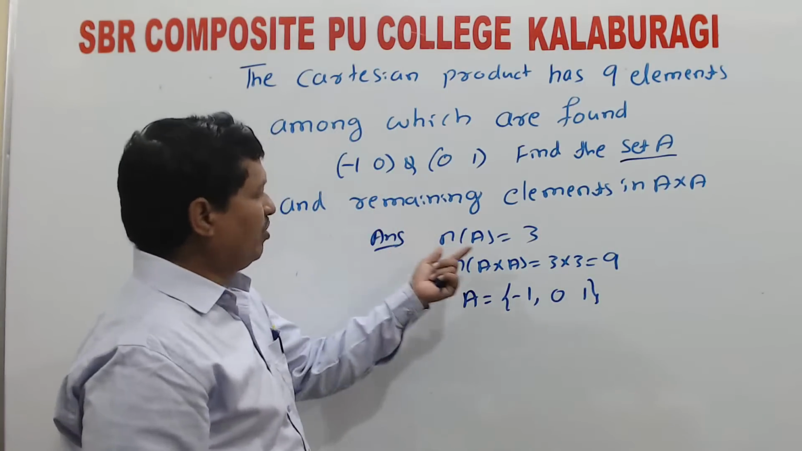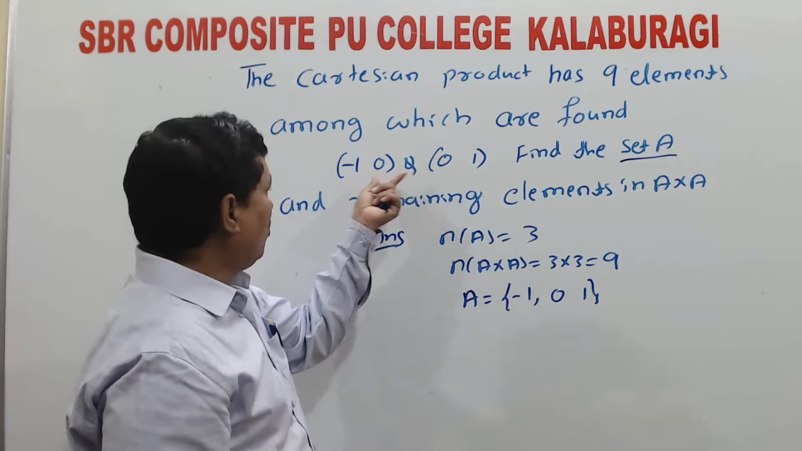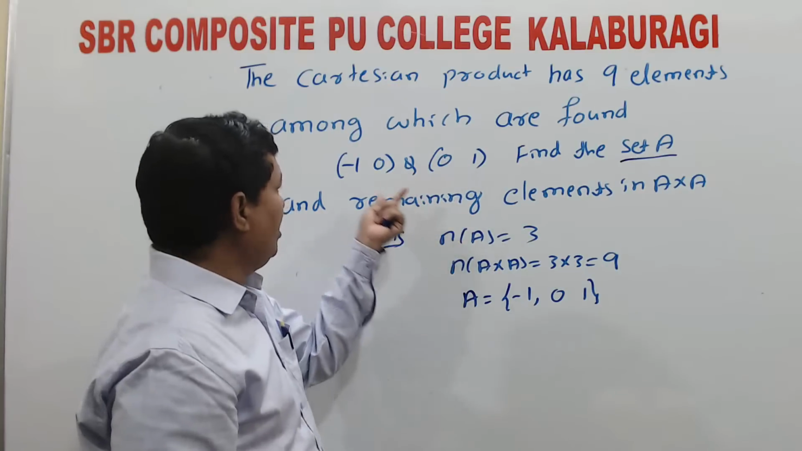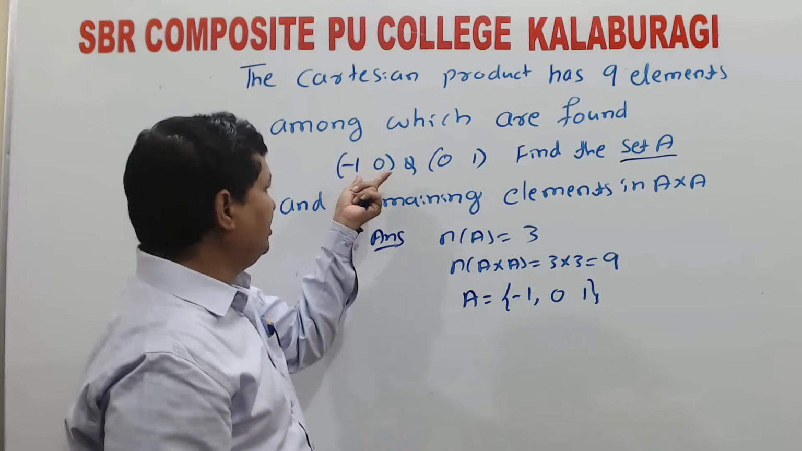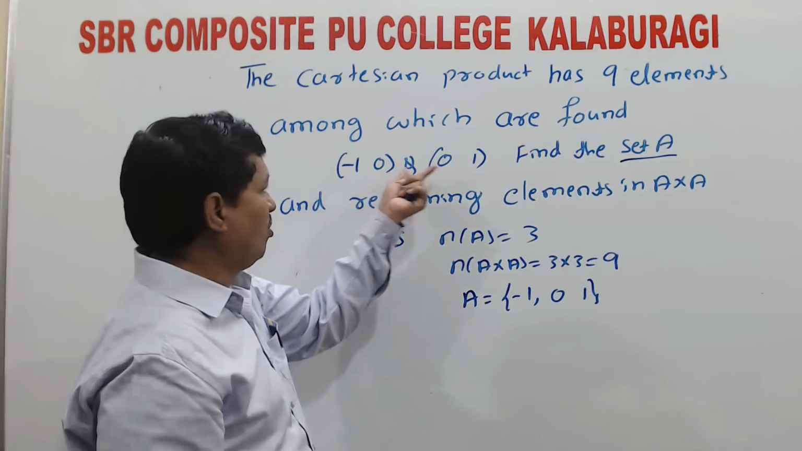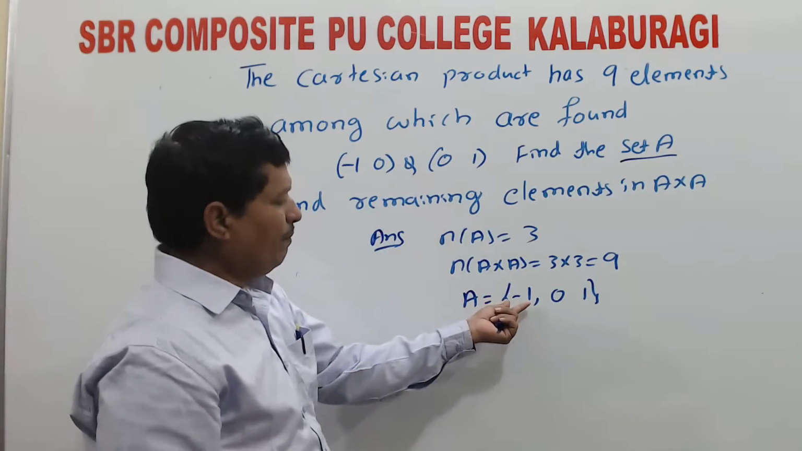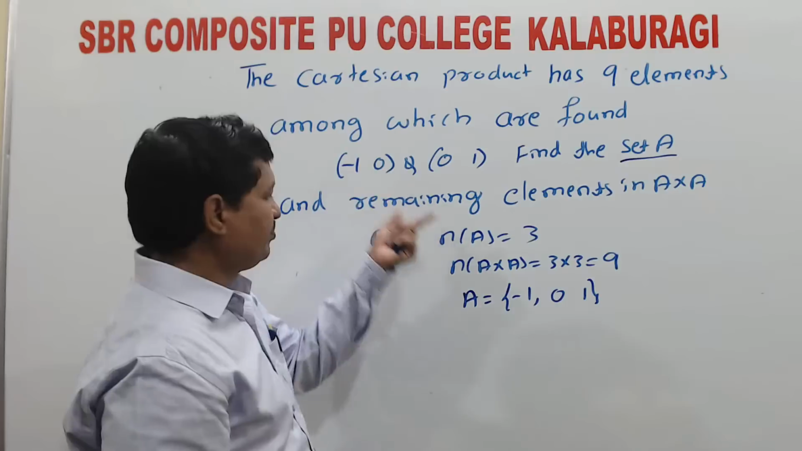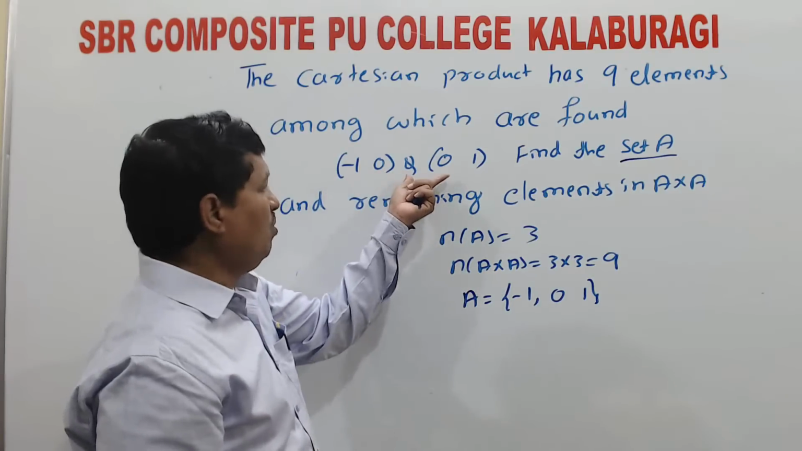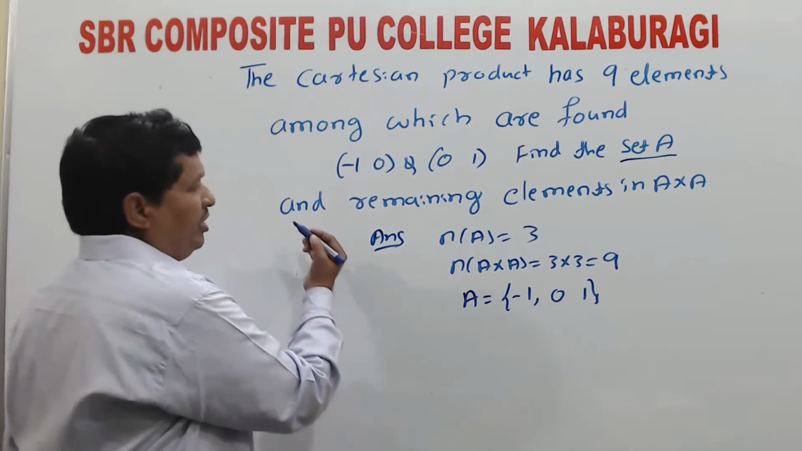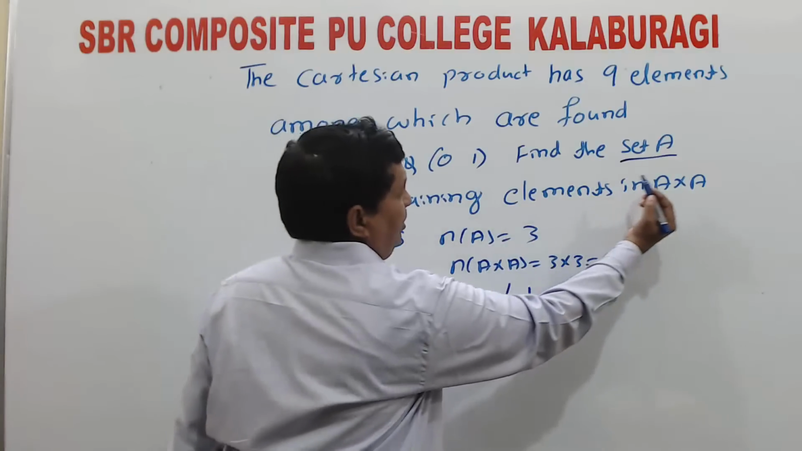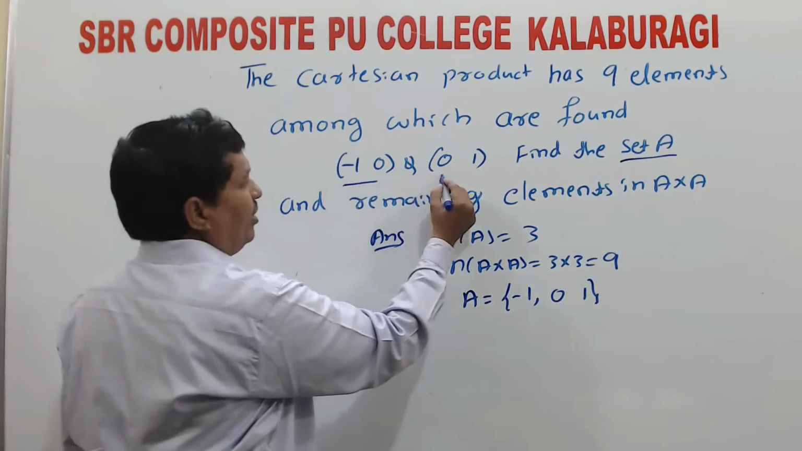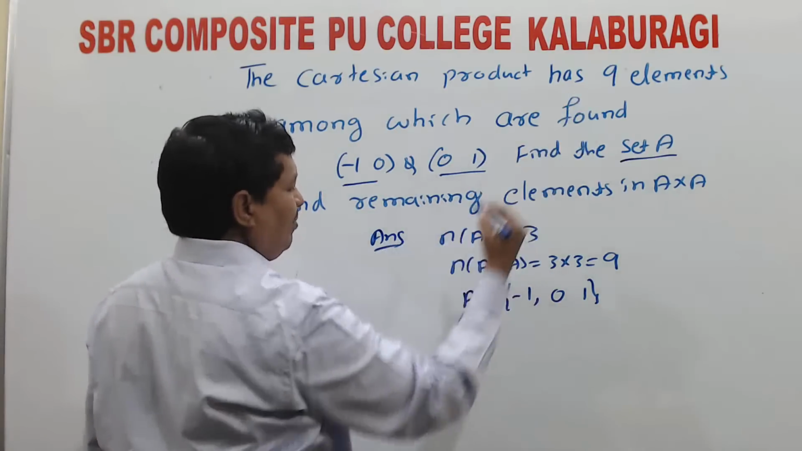Are you following? Because A has 3 elements, in that ordered pair, the first and second elements are from the set A. How many distinct elements are present in the ordered pairs (-1, 0) and (0, 1)? -1, 0, 1. These are 3 distinct elements in these two ordered pairs. And the second one is what? Remaining elements in A cross A. Remaining elements in A cross A means here 2 are given. You have to find still 7 elements.